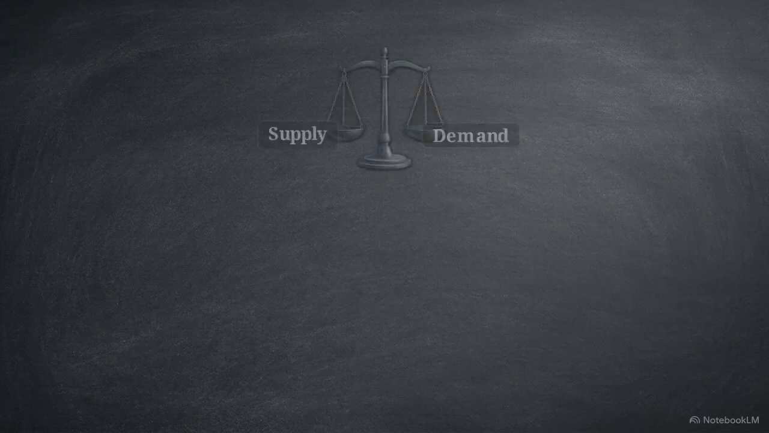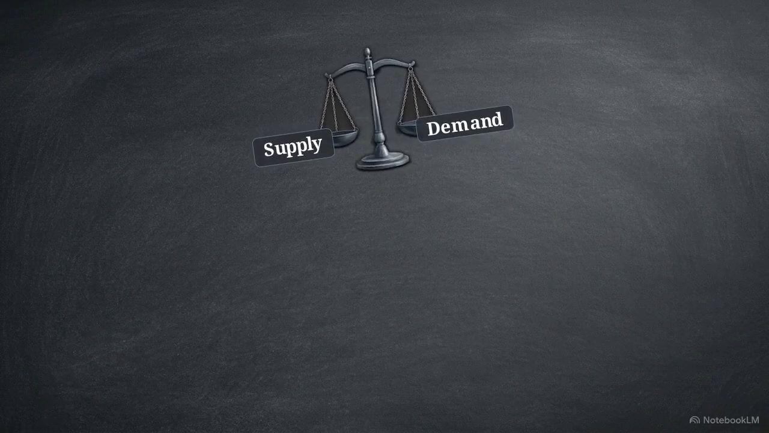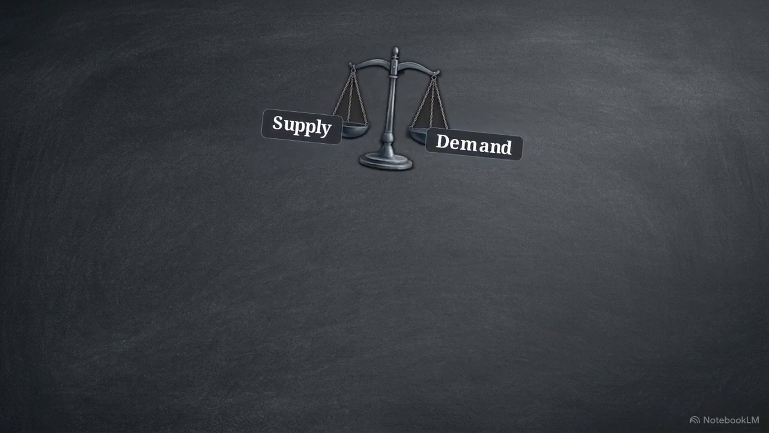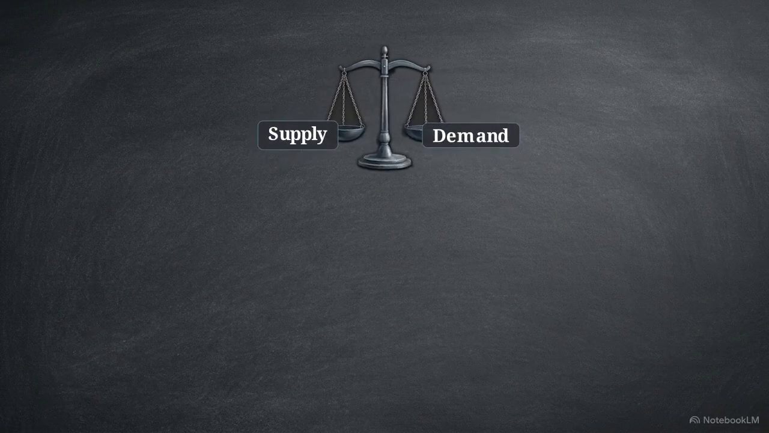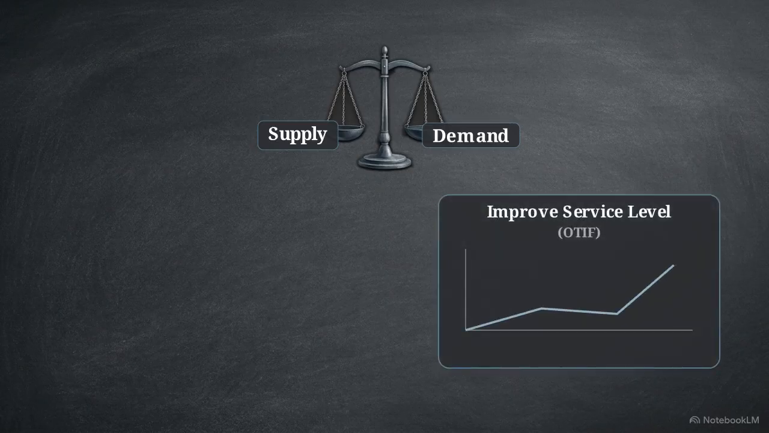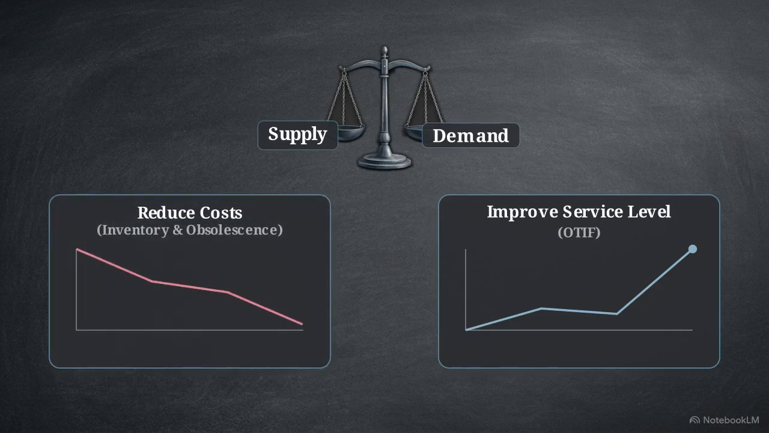The goal of demand planning is to achieve equilibrium, where available supply matches customer demand. When balanced, the first benefit is improved customer service levels, measured by OTIF deliveries. The second benefit is a drop in operational vulnerabilities, eliminating excess inventory and shelf obsolescence.